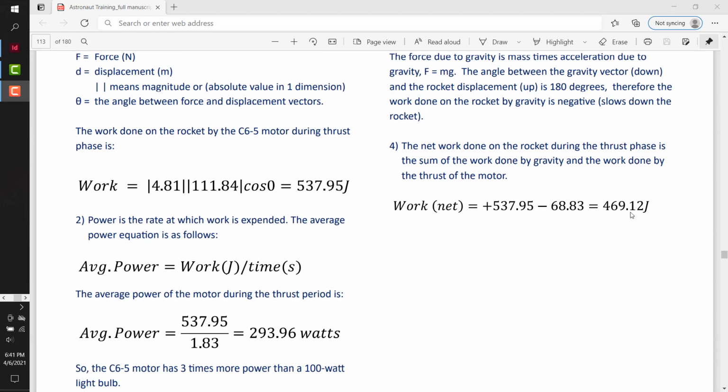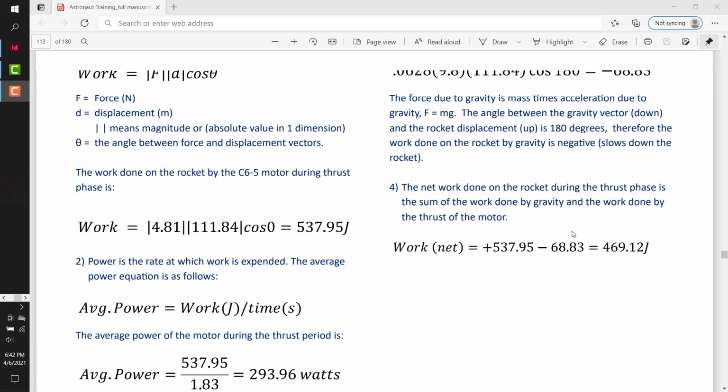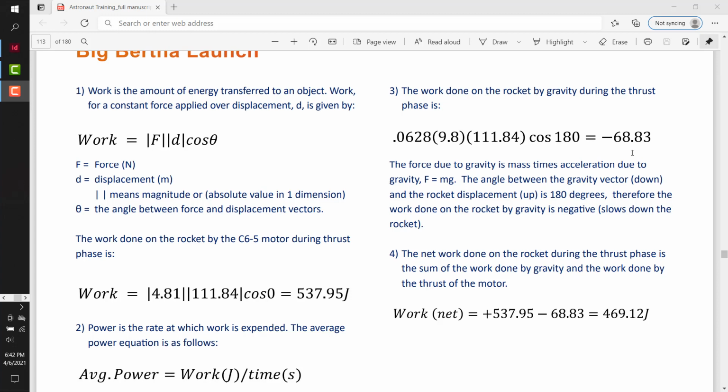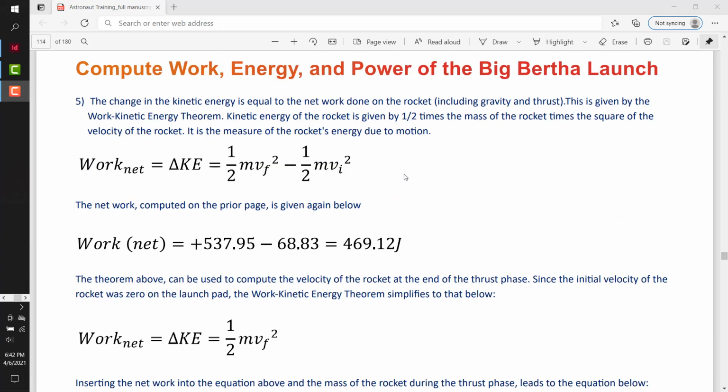The net work done on the rocket during the thrust phase is the sum of the work done by gravity and the work done by the thrust of the motor. The work done by the thrust of the motor was 537.95 plus, and then the work done by gravity on the rocket was minus 68.83. So you add those up and you get 469.12 joules. The change in the kinetic energy is equal to the net work done on the rocket, and the net work includes both gravity and thrust.